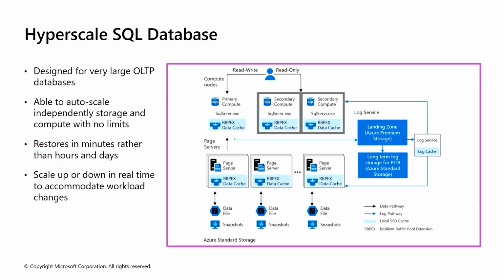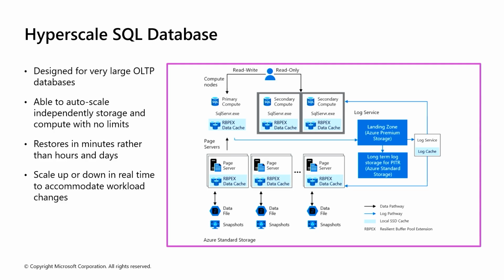Let's focus on the Azure SQL Hyperscale Service Tier. This was designed for extremely large OLTP databases up to 100 terabytes, while offering rapid scalability and high performance. Here we see key features such as instantaneous backups, rapid scaling, and read-intensive workload optimization.